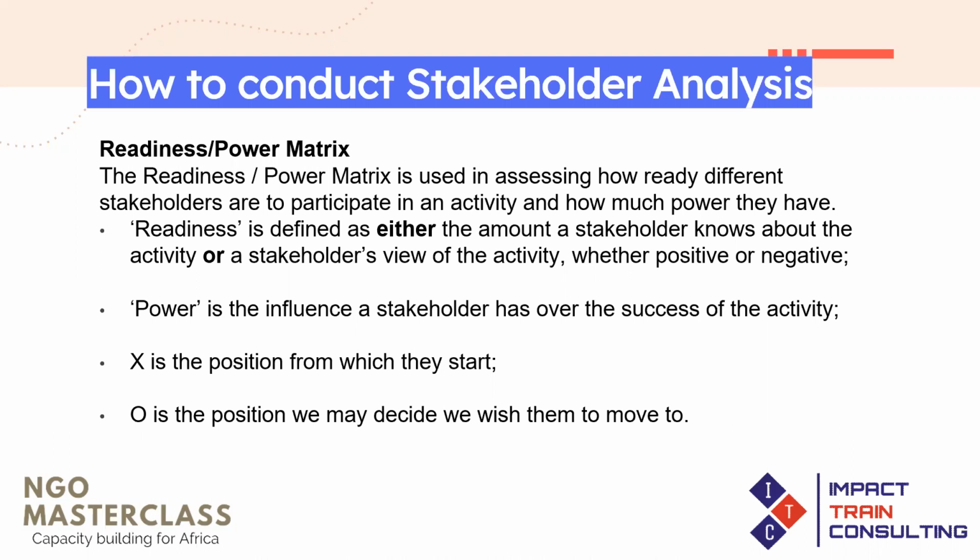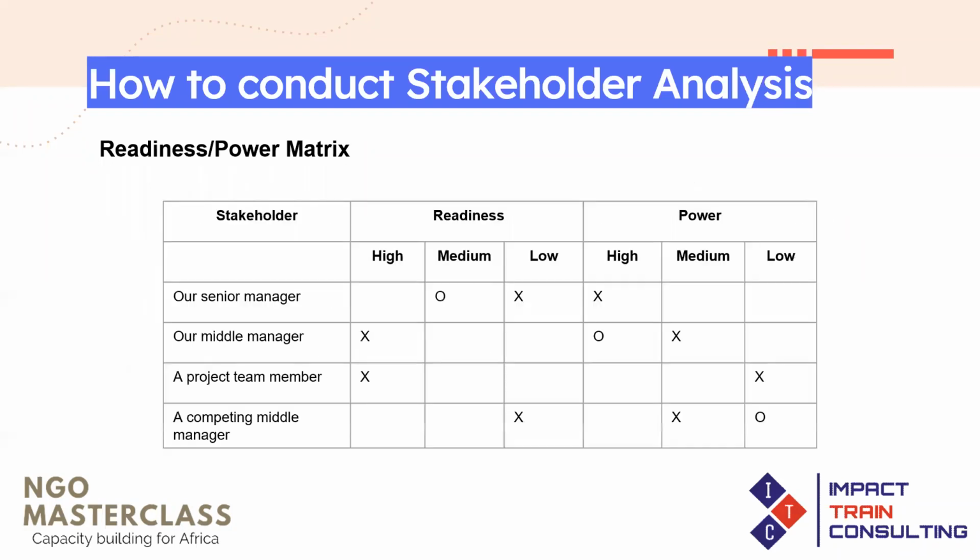you have a particular stakeholder who maybe has high readiness but low power. And so you ask, do I want to increase the power of these stakeholders? If I move the person from X to O in a particular column, it means that this stakeholder is important to me. I want to increase either their influence or their readiness. Now let's look at this example.